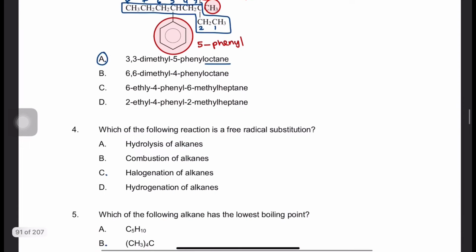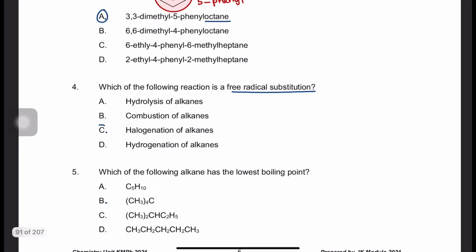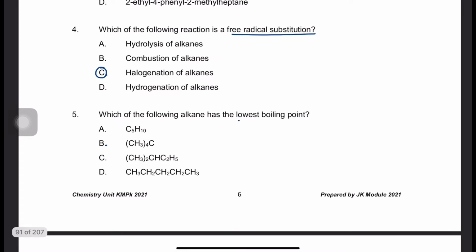Next, number 4. Which of the following reactions is a free radical substitution reaction? I think you should be very clear now from the lecture notes that there was only one reaction under free radical substitution that we saw, which was halogenation of alkanes. Next, which of the following has the lowest boiling point? When we talk about lowest boiling point, you must remember that the van der Waals force must be the weakest.